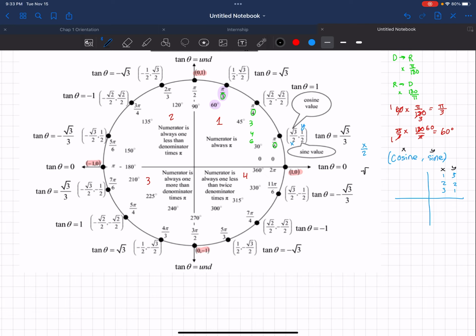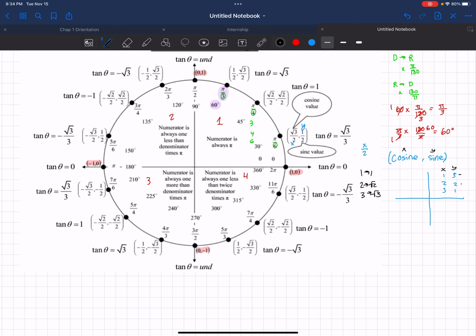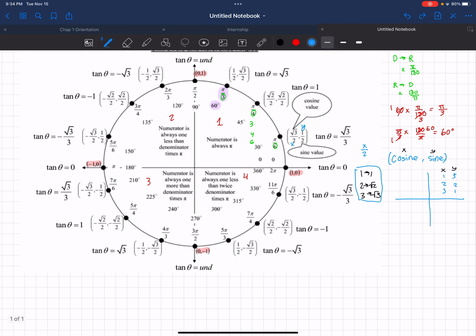So you root 3. Oh wait, I just gave you the answer. So 1 just applies to 1. 2 is root 2. And 3 is root 3. So whenever you see these values, this is root 3, this is root 2, this is just 1. That's what I mean. So here, I can put this in a blue box so you know it goes with this.